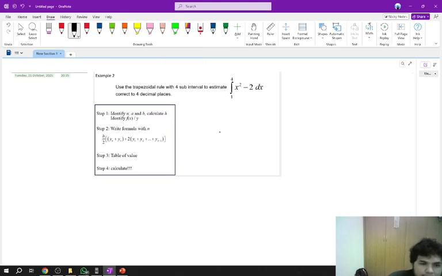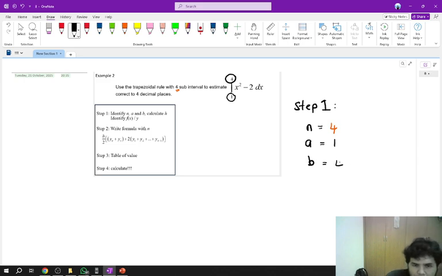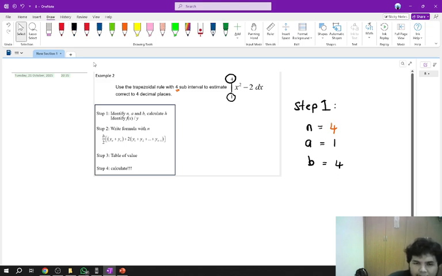For step number 1, you have to identify 3 things: n, a, and b. Remember n is the number of subintervals, so here we have 4 as our n. a is our lower limit, which in this case is 1, and b is our upper limit, 4. So we have identified n, a, and b.